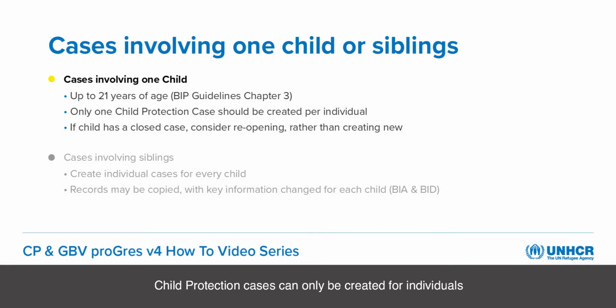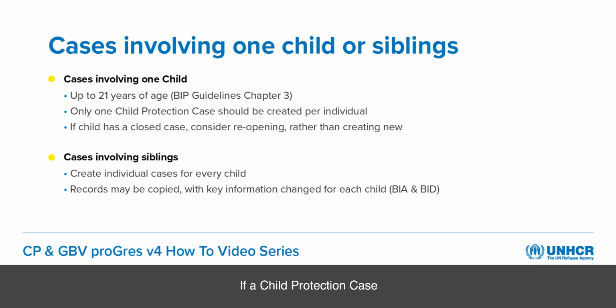Child protection cases can only be created for individuals up to the age of 21 years, as per the Best Interest Procedure Guidelines, Chapter 3. Only one child protection case should be created per individual. If one case is active, another cannot be created. If a child has a closed child protection case, consider reopening the existing case rather than creating a new one, depending on the nature of the past and current issues affecting the child and the time frame between the closure and reopening.